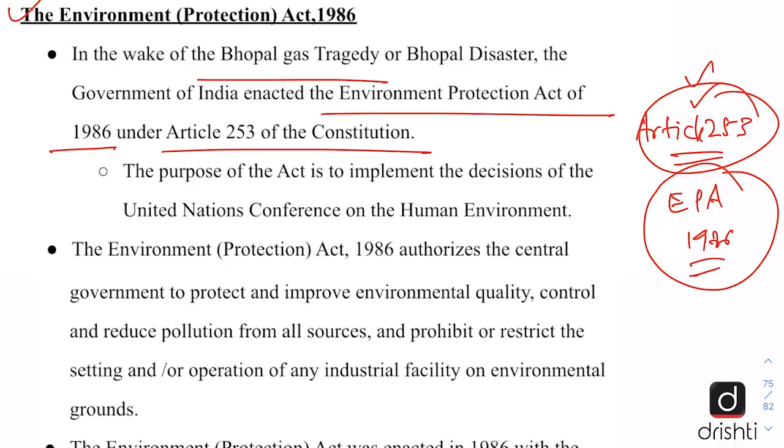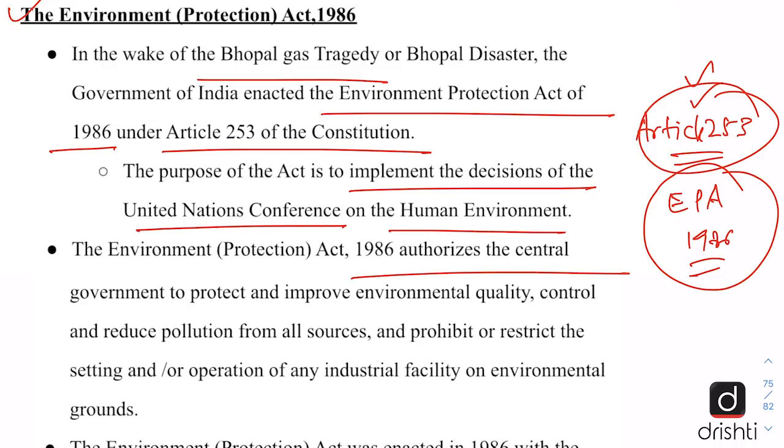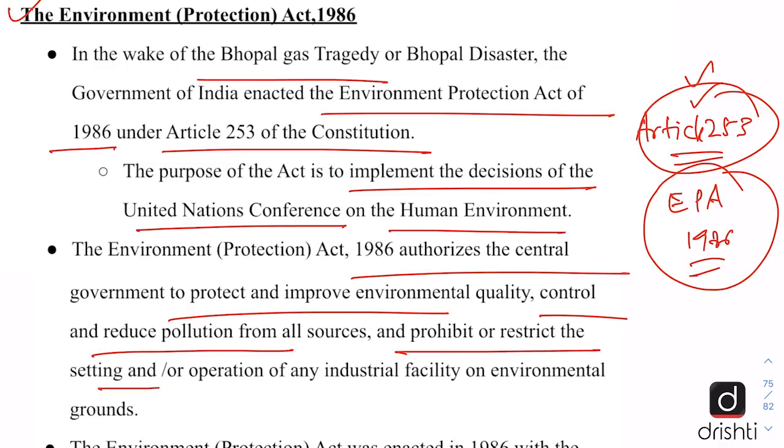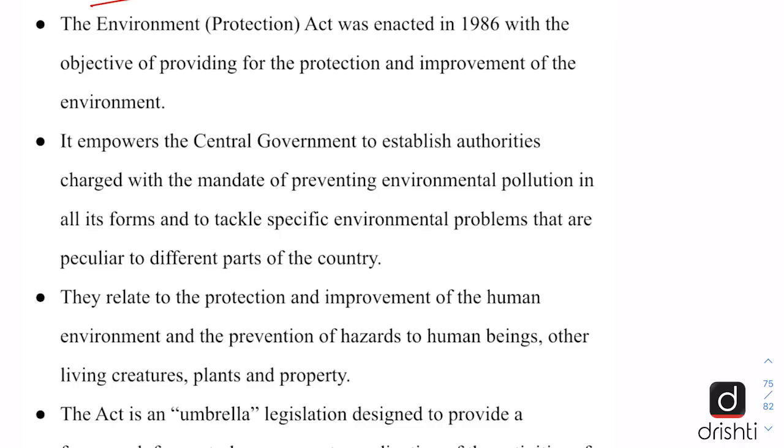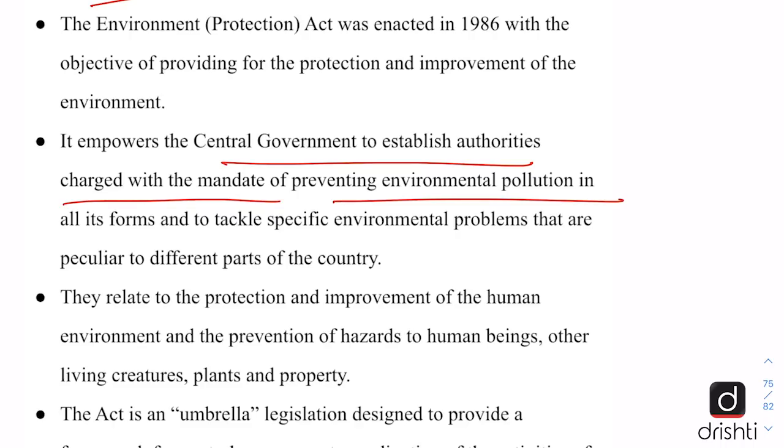And the purpose of this Act is to implement the decisions of the United Nations Conference on the Human Environment. It authorizes the central government to protect and improve environmental quality, control and reduce pollution, and prohibit or restrict the setting up and operation of any industrial facility on environmental grounds. It also empowers the central government to establish authorities charged with the mandate of preventing environmental pollution in all its forms and to tackle specific environmental problems that are peculiar to different parts of the country.